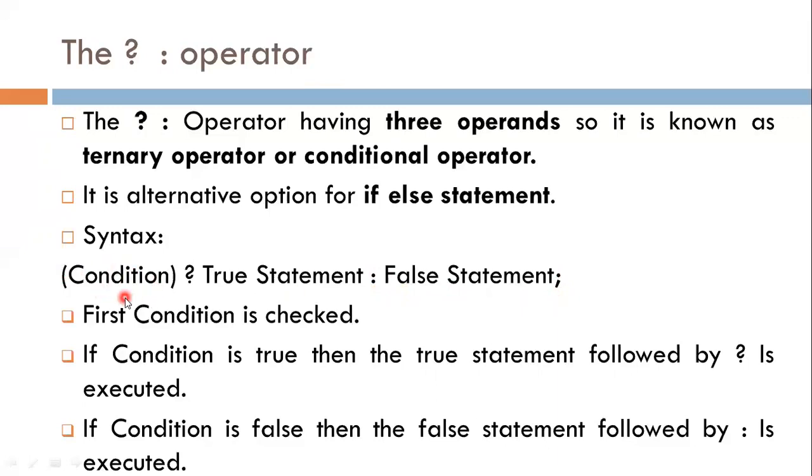Here, first of all, the condition is checked. If the condition is true, then the statement after the question mark is executed, meaning the true statement is executed. But if the condition is false, then the statement after the colon, meaning the false statement, is executed. So this is the shortest code for 2 possibility statements.